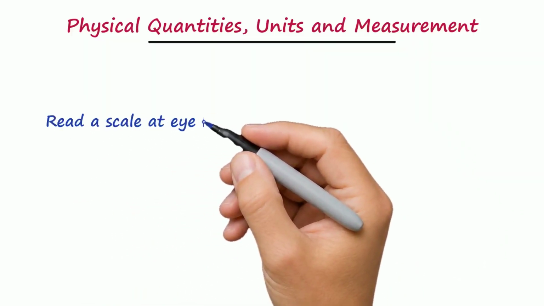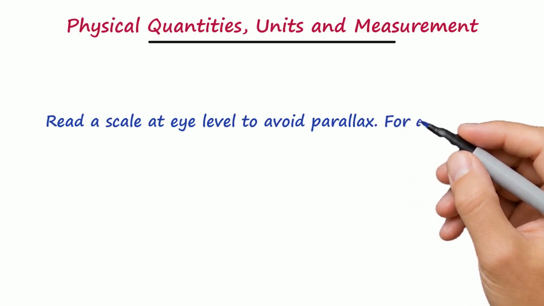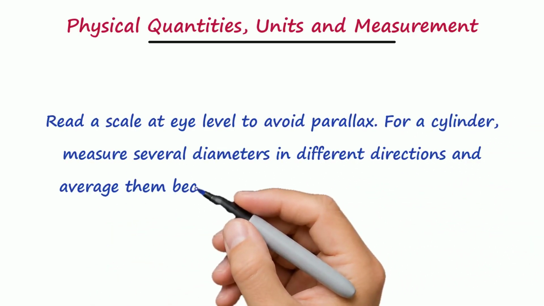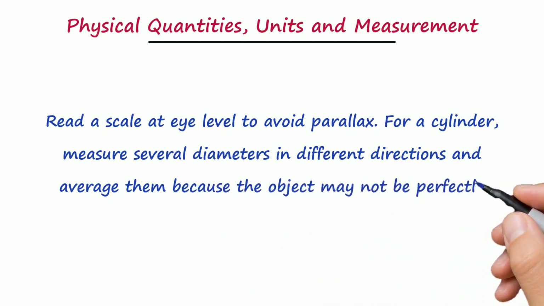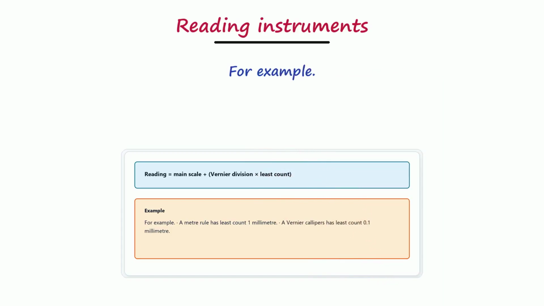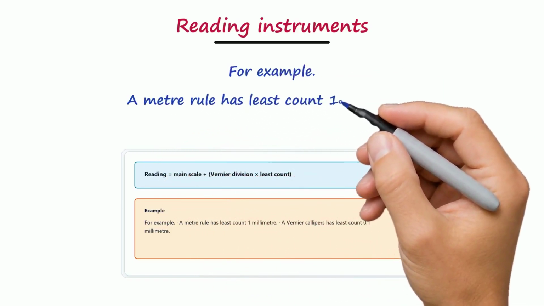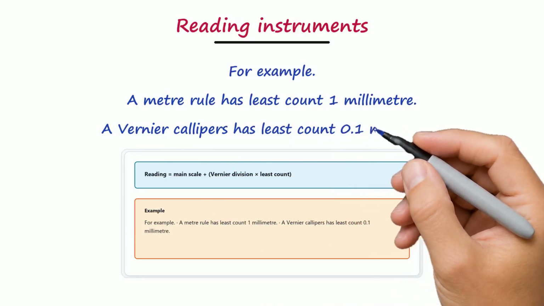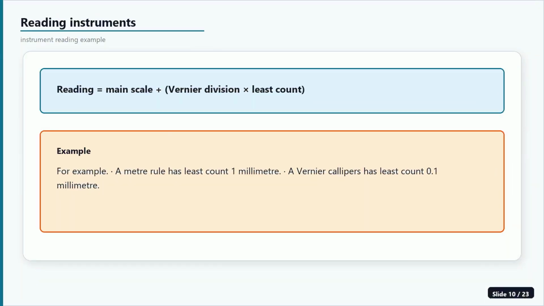Read a scale at eye level to avoid parallax. For a cylinder, measure several diameters in different directions and average them because the object may not be perfectly circular. For example, a meter rule has least count 1 mm. A Vernier calipers has least count 0.1 mm. Add main scale reading to Vernier division times least count. Align the coincidence carefully. A 1 division slip shifts the answer by a full least count.